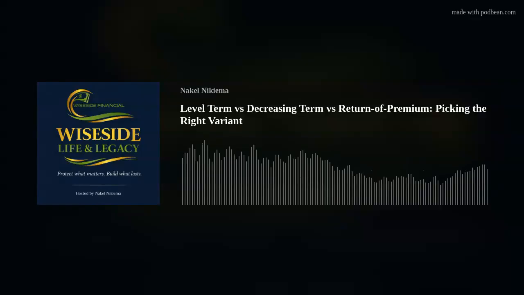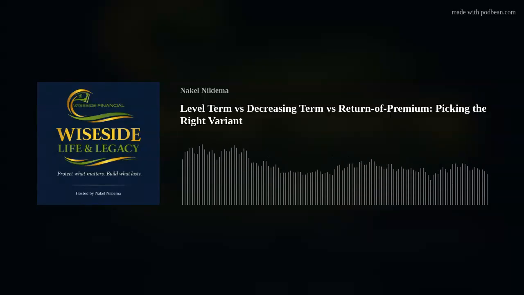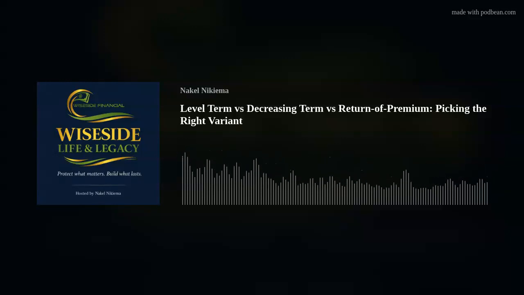Do you need protection that stays steady because you've got a family to support and responsibilities that don't shrink quickly? Level term probably fits. Is your need basically tied to a single debt that's dropping every year, and you're confident your risk profile won't change? Decreasing term might be worth exploring.